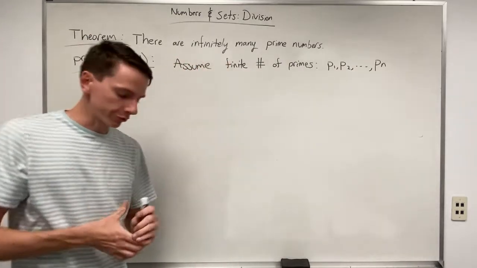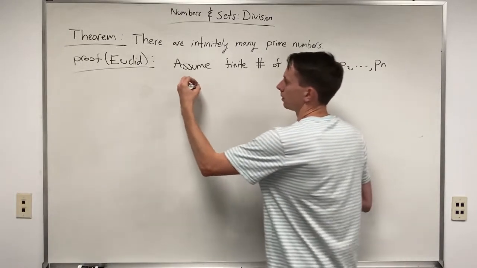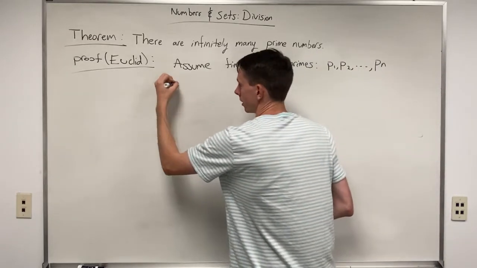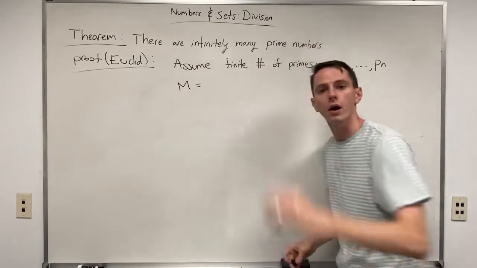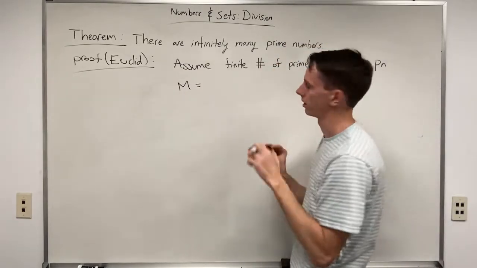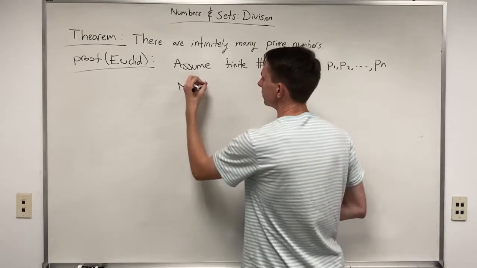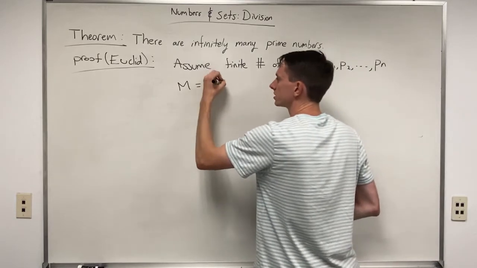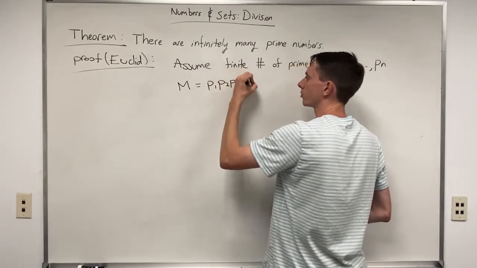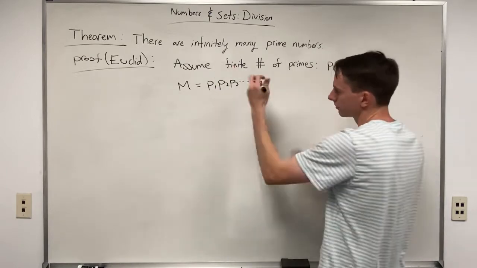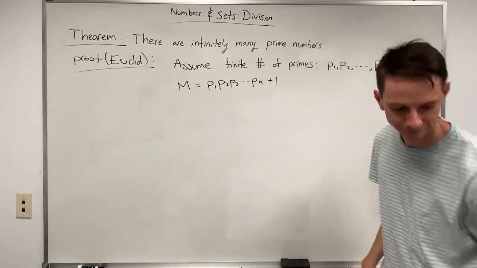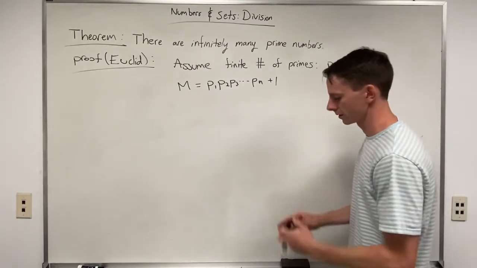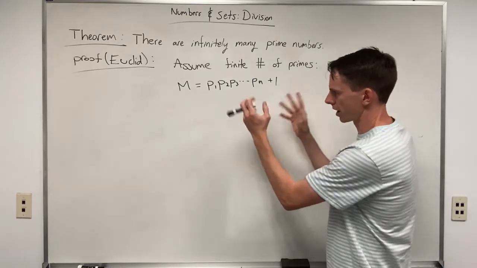So if there are only n different primes in existence, we can define another number constructed from each of these primes. We can call that number whatever we want. I'll call it m, just because why not. This number m is going to be the product of all of the n prime numbers in existence: p1 times p2 times p3, all the way through p sub n. So the product of the n primes plus the number 1. And that plus 1 is going to be important. So all we've done so far is define this number m.